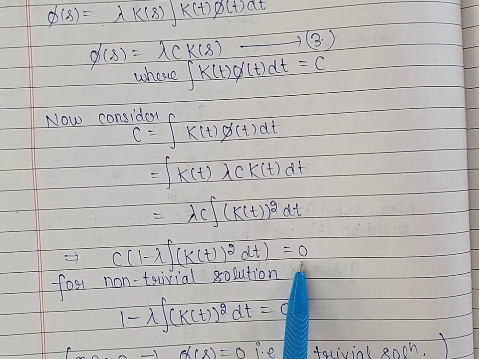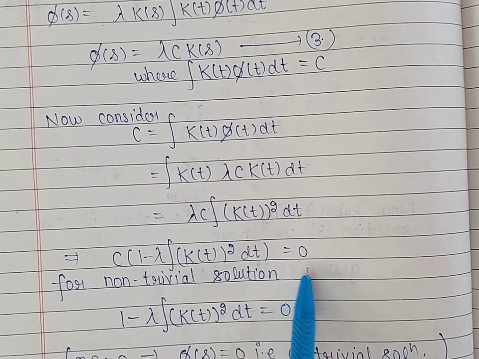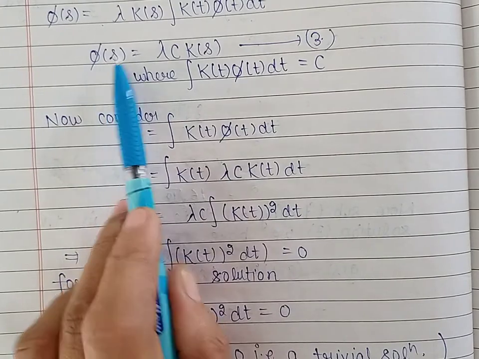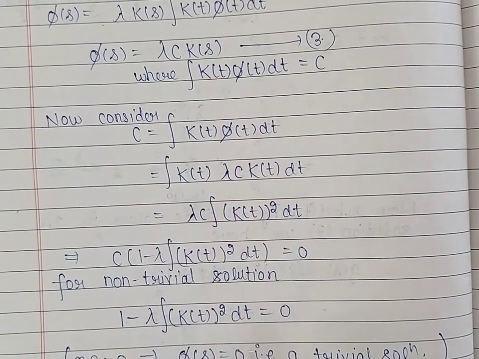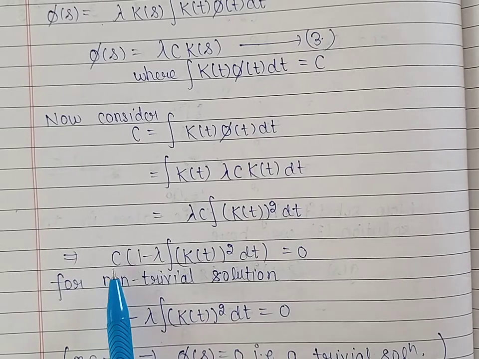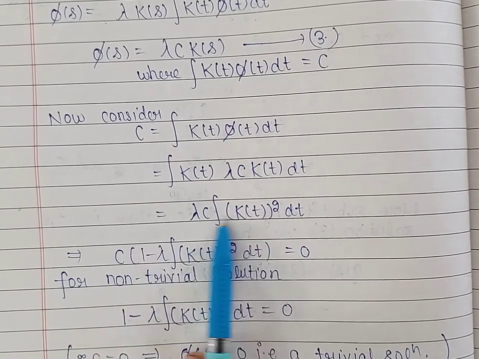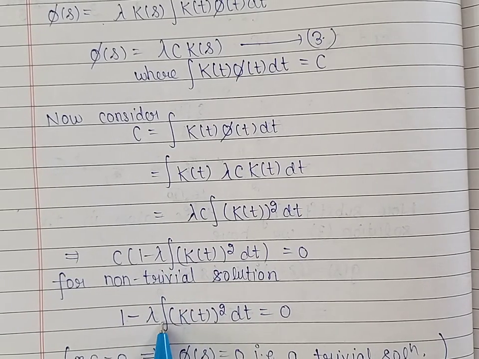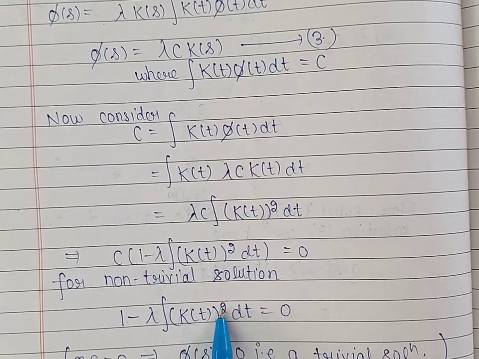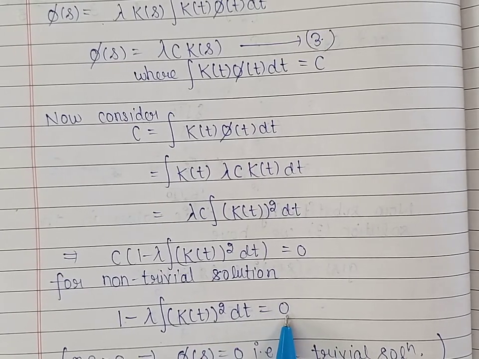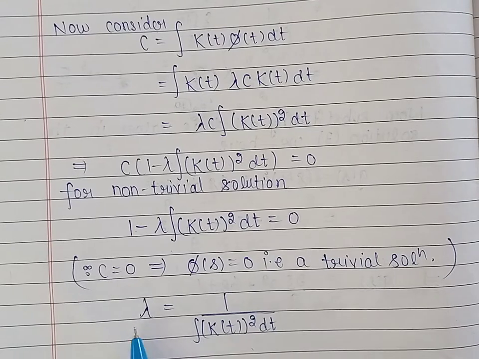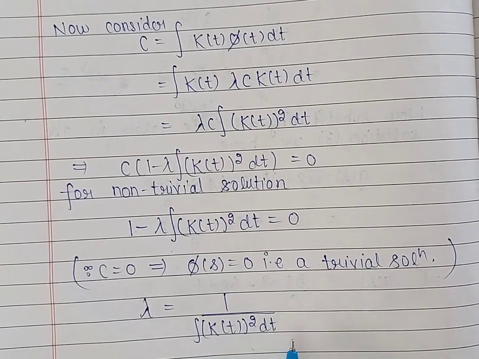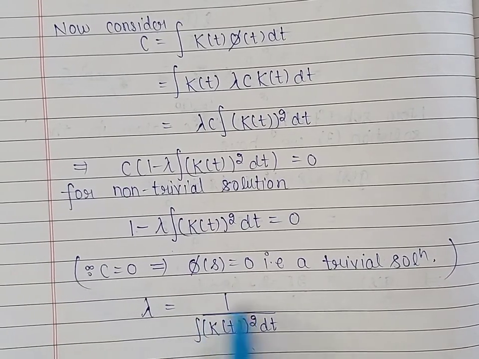is equal to 0. Now for the non-trivial solution, c should not be equal to 0, because if c is 0, then from here the solution will be 0. So for the non-trivial solution, c must be not equal to 0. So the only possibility is that this term is 0. From here we get 1 − λ∫K(t)² dt = 0. So we can find the value of λ, and λ is given by 1 upon ∫K(t)² dt. This is our eigenvalue.